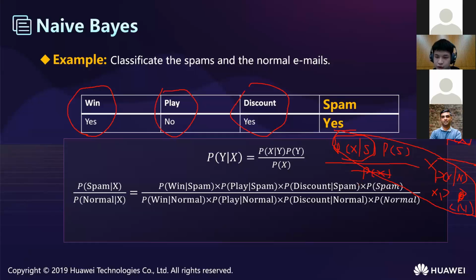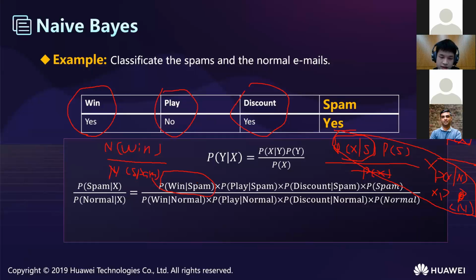And then how to calculate the probability of win given spam? That means we can use the number of spam emails that have the word win, divided by the number of all spam emails.